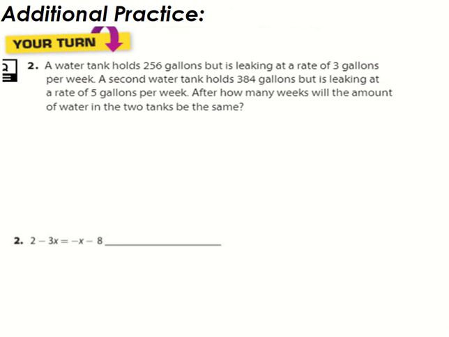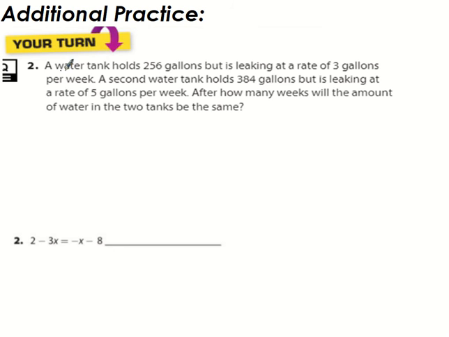All right, so we have a water tank that holds 256 gallons, but is leaking at a rate of 3 gallons per week. A second water tank holds 384 gallons, but is leaking at a rate of 5 gallons per week. After how many weeks will the amount of water in the two tanks be the same? Okay.